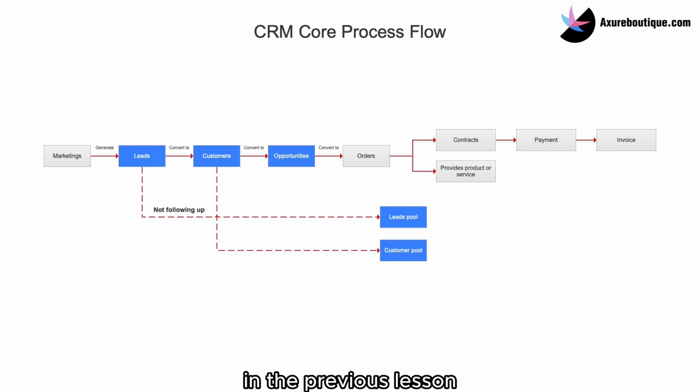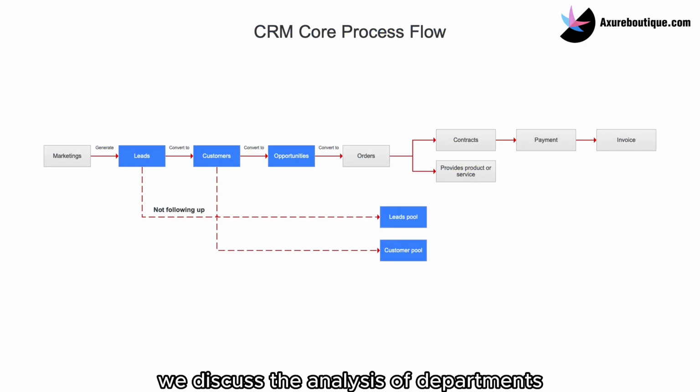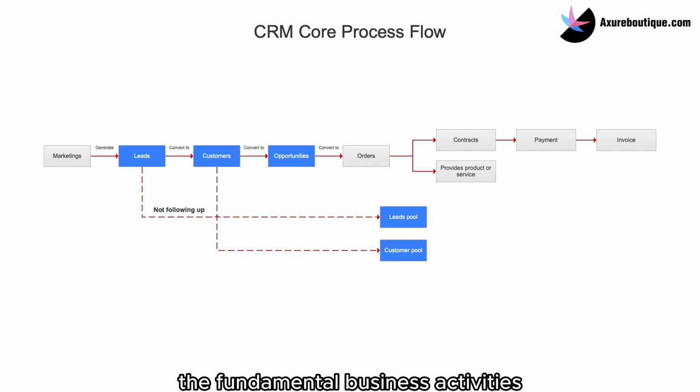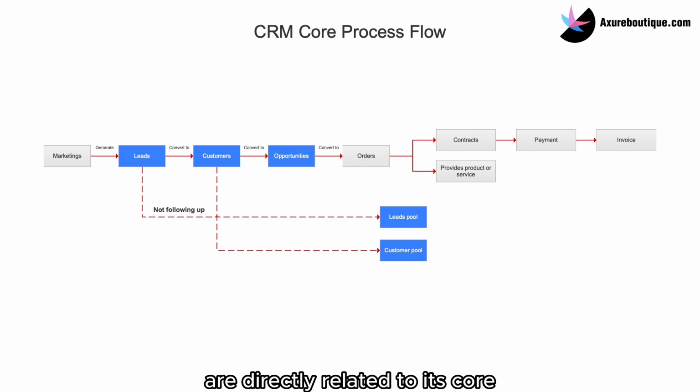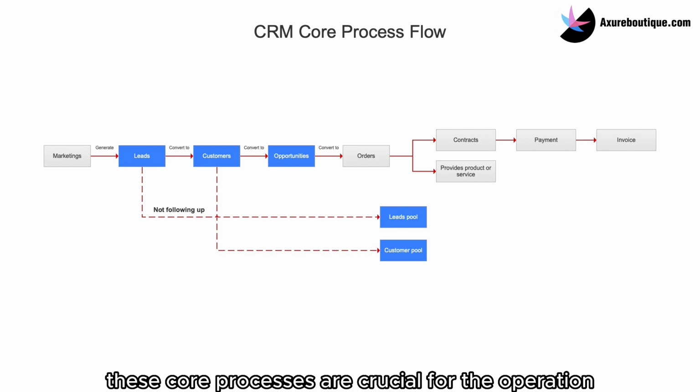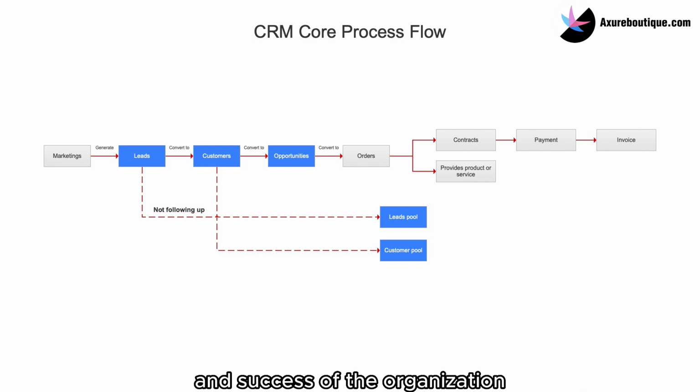In the previous lesson, we discussed the analysis of departments, roles, and core processes. Core process refers to the fundamental business activities or workflows within an organization that are directly related to its core objectives and value creation. These core processes are crucial for the operation and success of the organization.